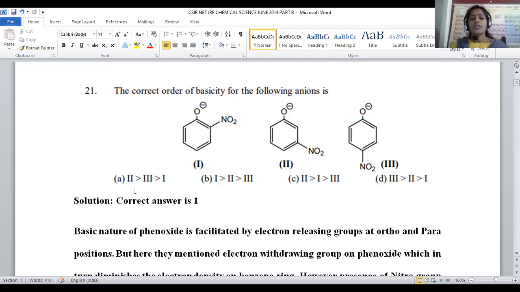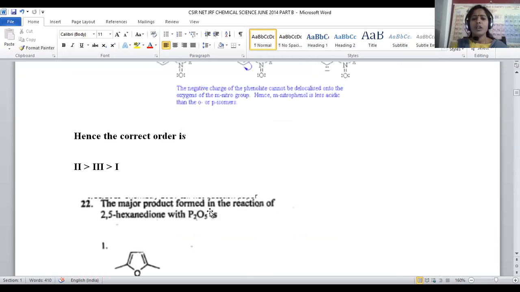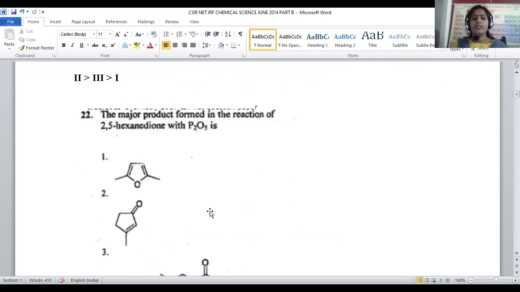So in that case, option 2 will be higher, followed by 3, and the least is imparted for compound number 1. For question number 21, option number 1 is the correct answer. Let us move on to question number 22.